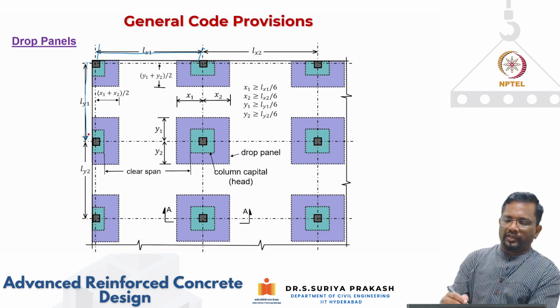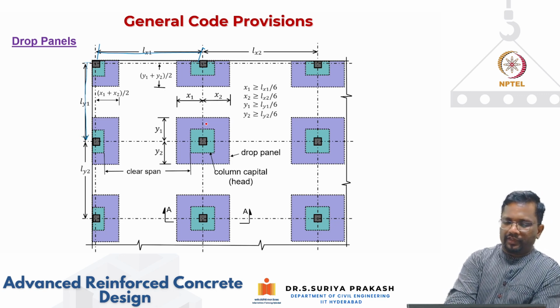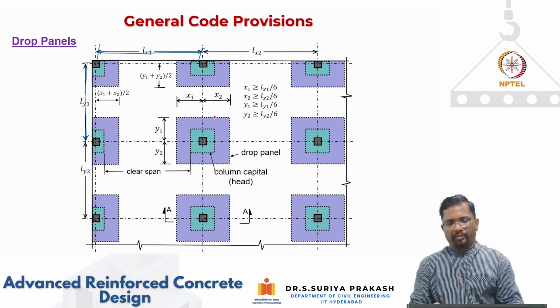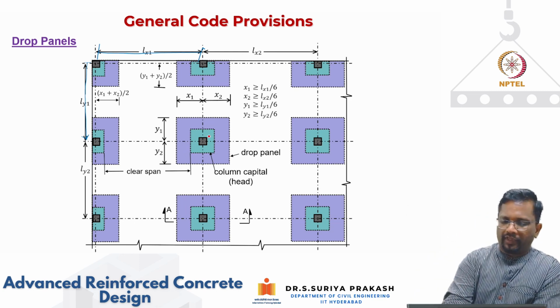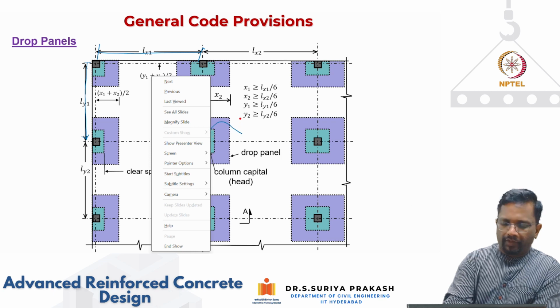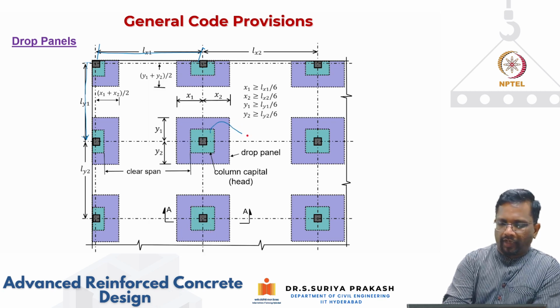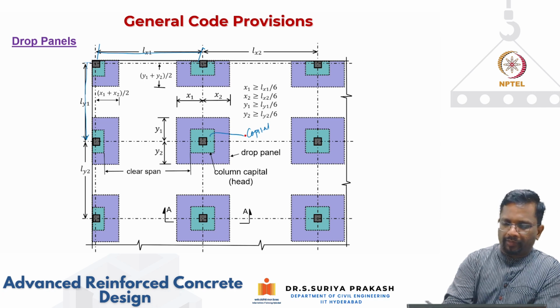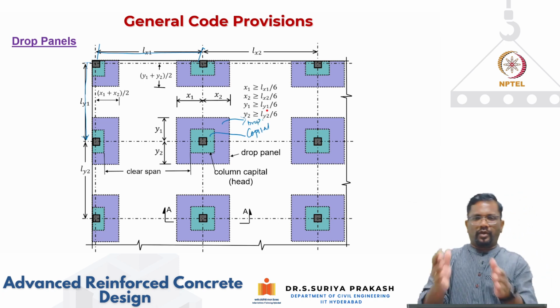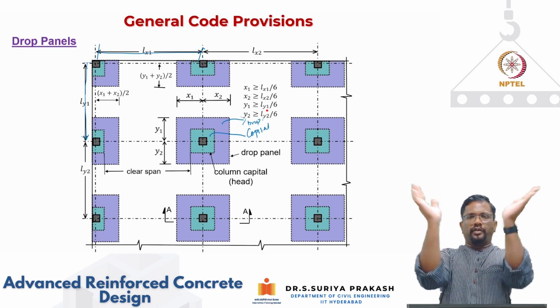What the code is saying is, if you take this, let's say this interior panel. So what we are saying here is this is basically your capital. This shaded color is capital, and this color is your drop. So the column becomes capital and then it becomes a drop.